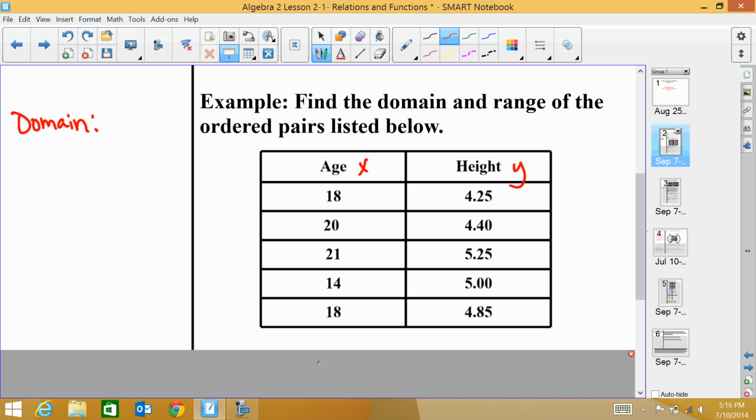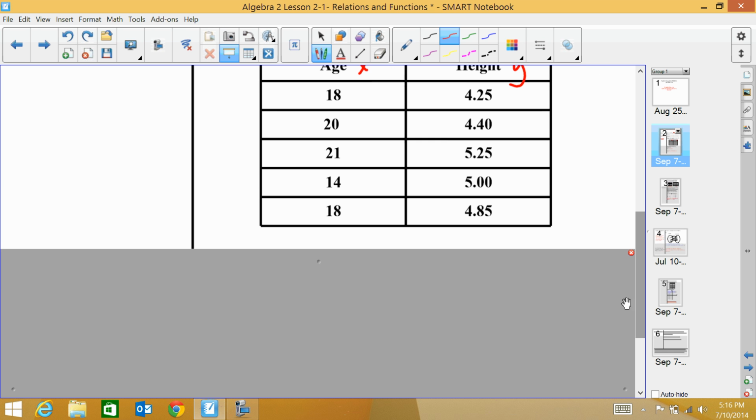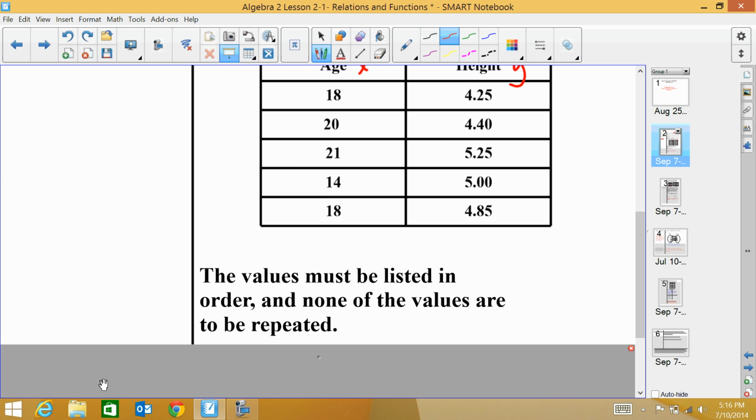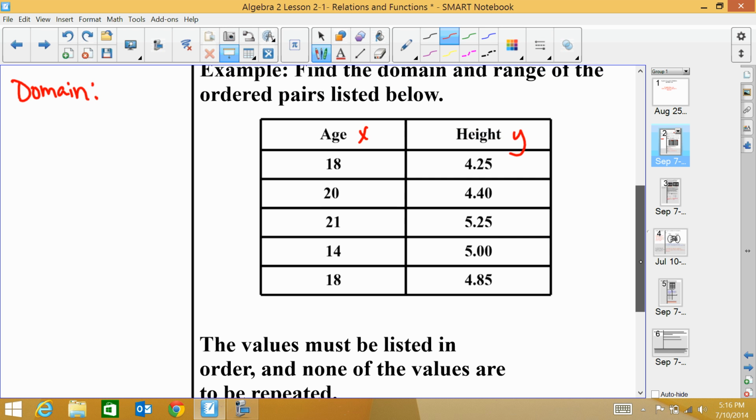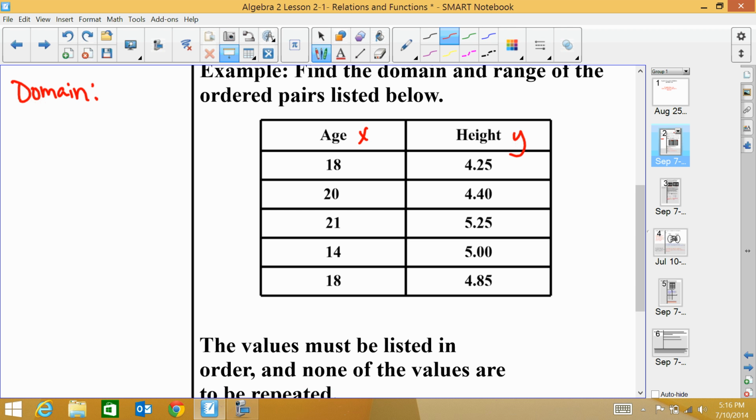And also, when you're writing these out, there's something important that you need to remember. The values need to be listed in order from least to greatest, and we don't ever repeat values when we're writing these out. So let's go back up here to this example. For the domain, our lowest number would be 14, and then we have 18. Now 18 is repeated, but I don't need to write it twice. And then I have 20 and 21. So that would be your domain.